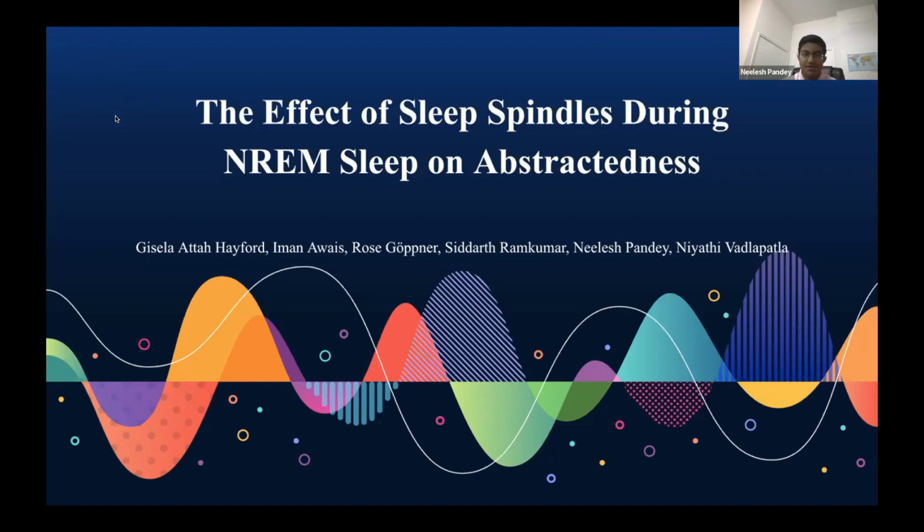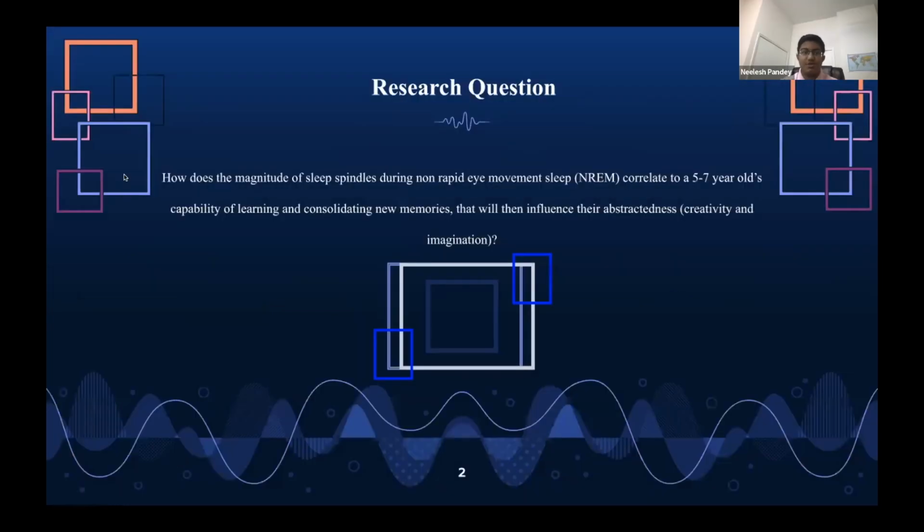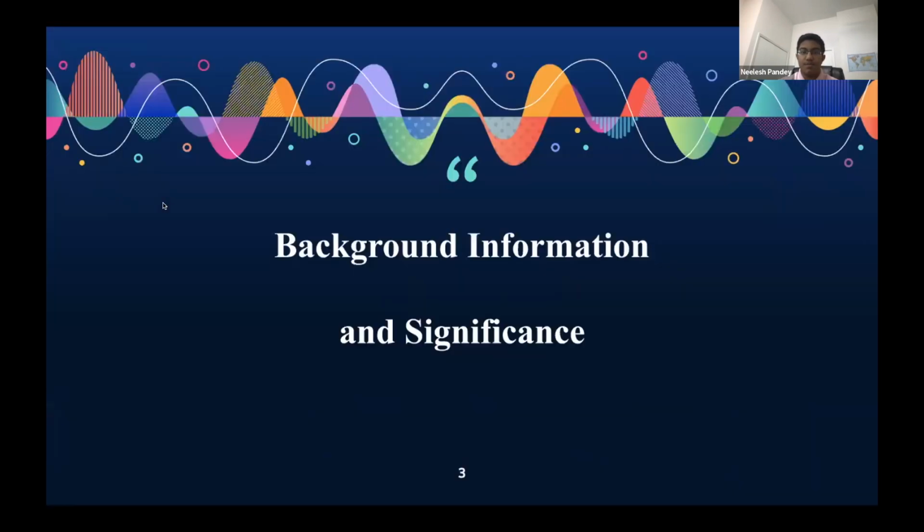All right, we'll move on to the next slide, which is our research question. So our research question is, how does the magnitude of sleep spindles during non-rapid eye movement sleep, or NREM sleep, correlate to a 5 to 7-year-old's capability of learning and consolidating new memories that will then influence their abstractedness, which we define as creativity and imagination? We'll now go on to the background information and significance.